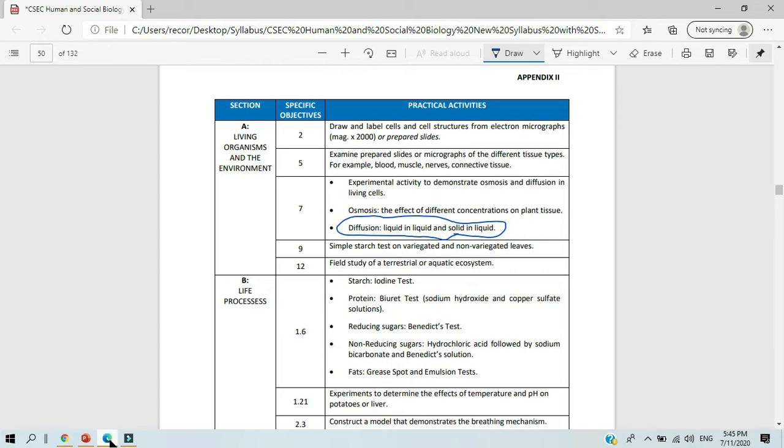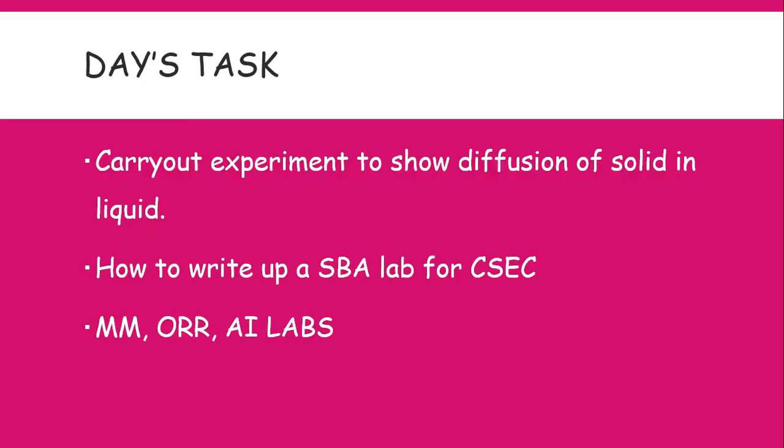Now in today's lesson we are going to be covering diffusion, and we are going to be specifically looking at the diffusion of solid in liquid. So stay with us for the next couple of minutes, and at the end you should be able to write up your SBA labs. The task, we're supposed to carry out an experiment to show a solid diffusing in liquid. And of course, I'll be showing you how to write up the SBA lab for the CSEC examination.